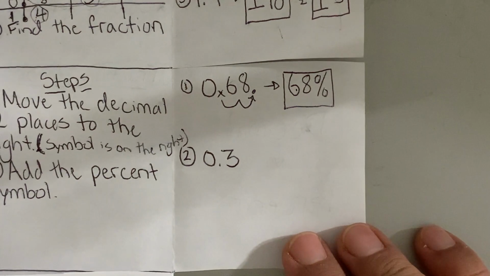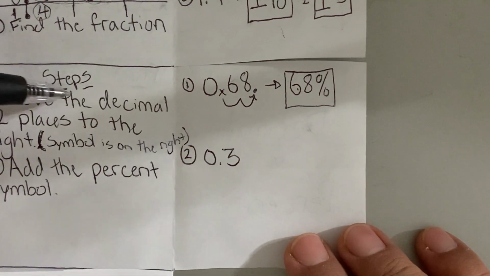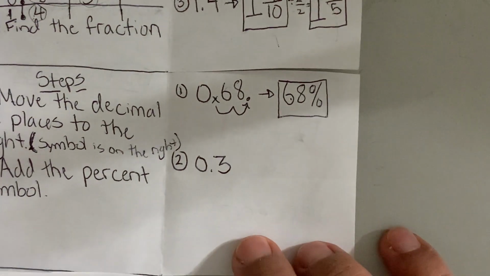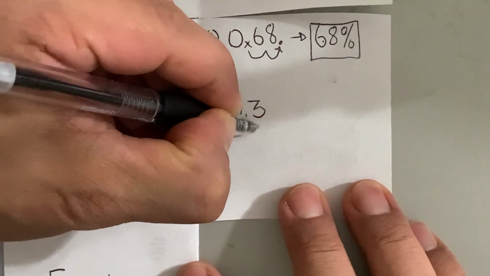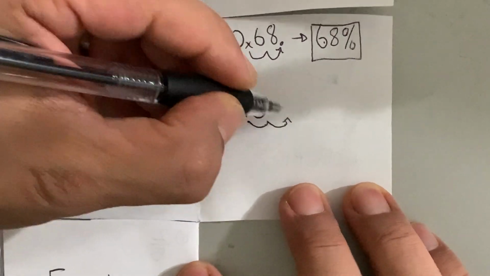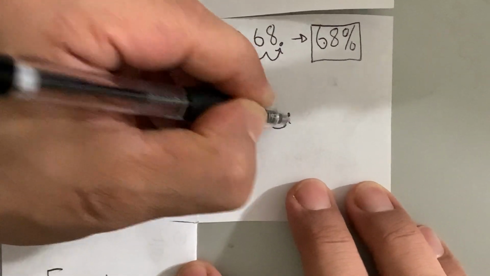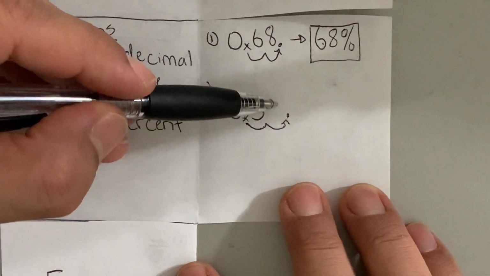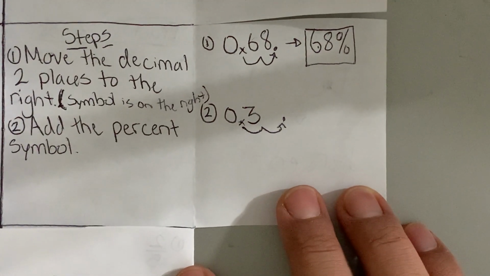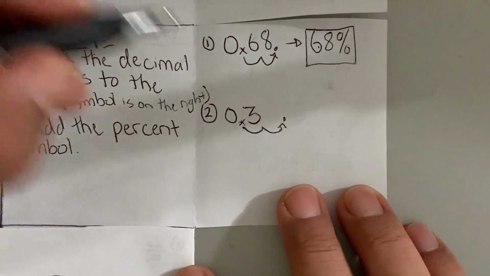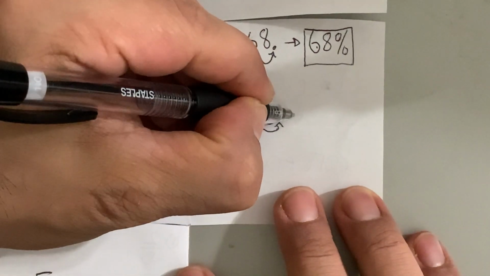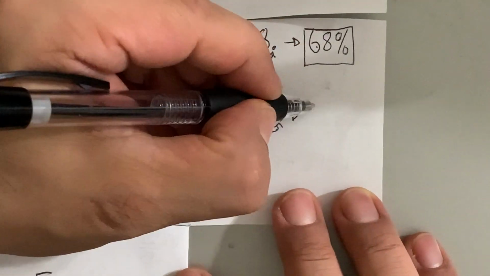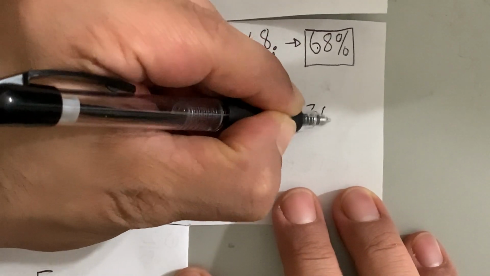Now we're going to do the next one, 0.3. The steps say move the decimal 2 places to the right. So that's what I'm going to do. I'm not going to make up my own rule. I'm going to take the decimal and move it 1, 2 spaces. So here's where my decimal is. Then what's missing here if I don't have a number? Exactly, if you said an invisible 0, you're correct. So 0.3 is going to be the same thing as 30%.